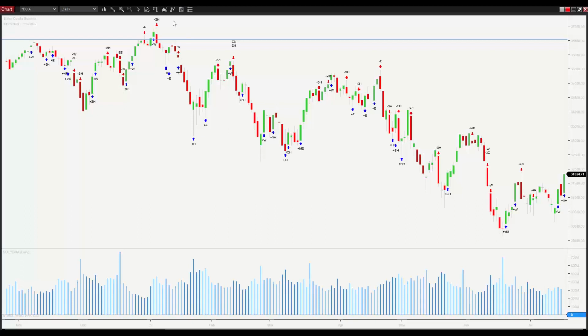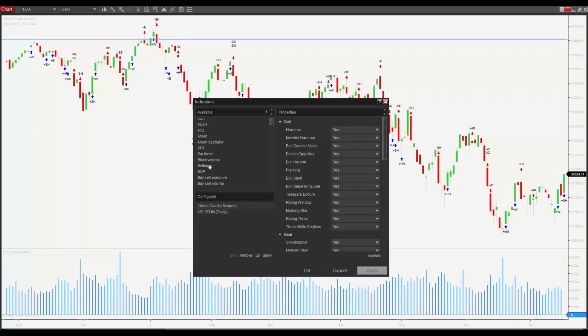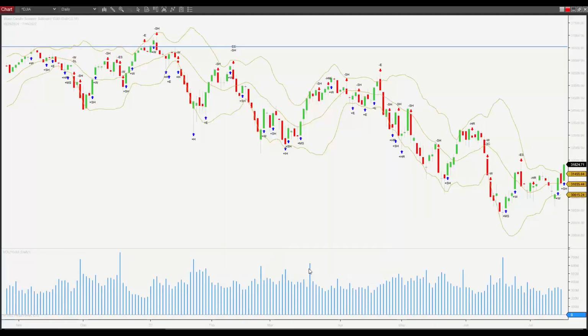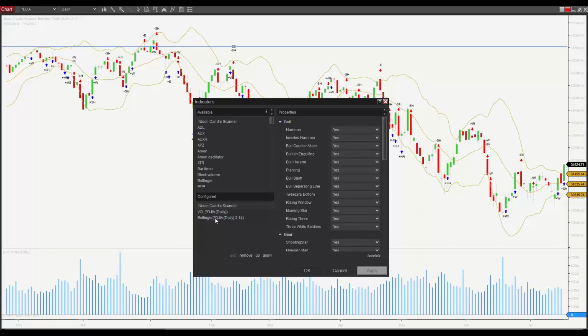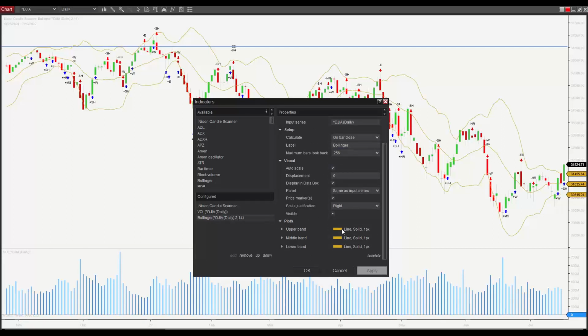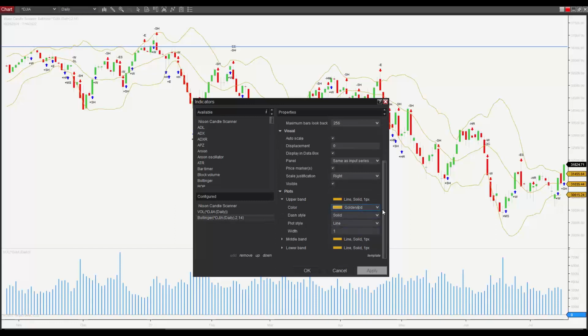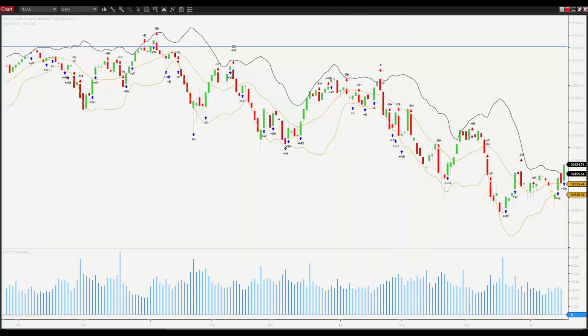Now, if I want to go back in and add other indicators, I can always go in. I want to add my Bollinger Bands back on. I hit apply and OK. There's my Bollinger Bands. Notice they now came up with goldenrod lines. If I want to change that, very simple. I come down to Bollinger Bands. I can change my upper band to, let's say, instead of goldenrod, I can pick, let's say, black. Apply. So now my upper Bollinger Band line will be black. It is really that simple to customize your charts and to be able to really make it whatever you want.